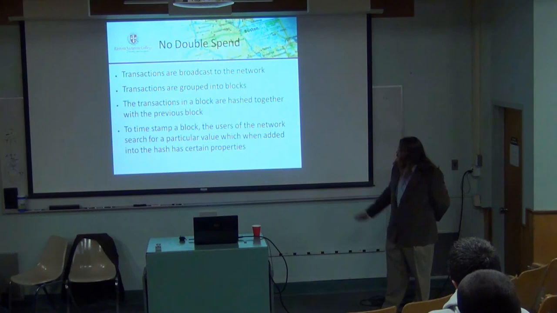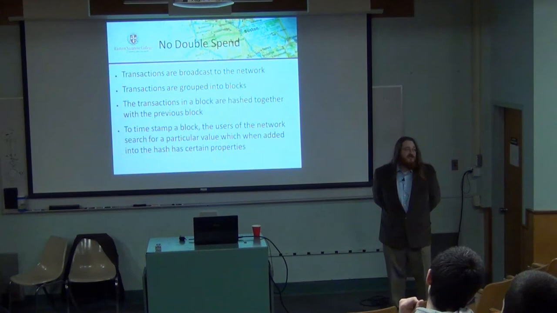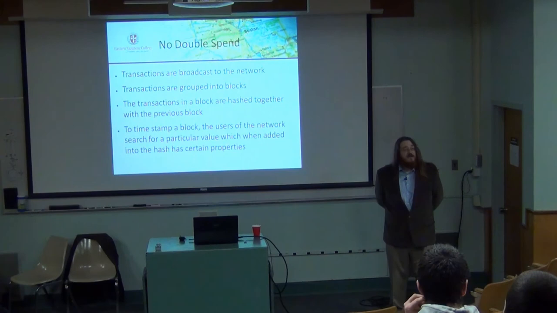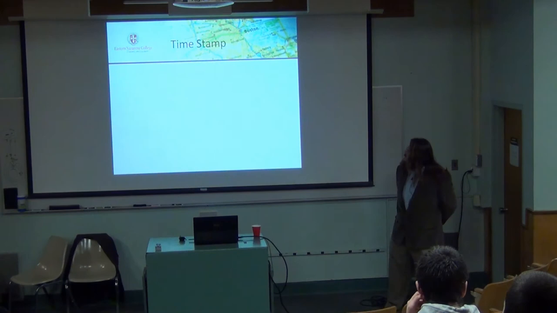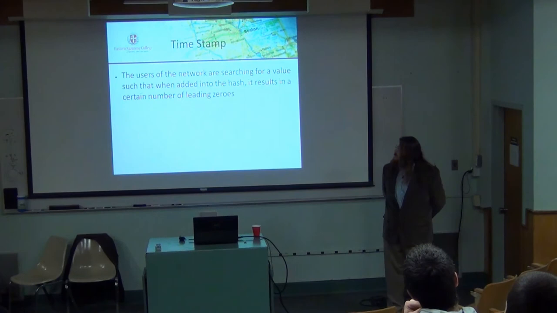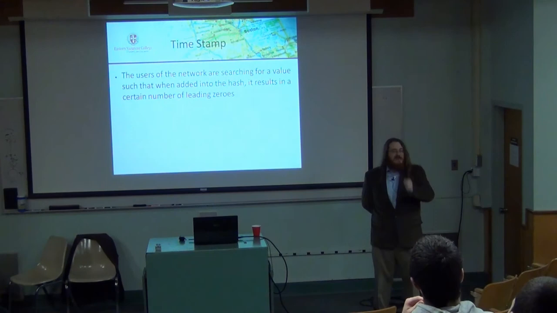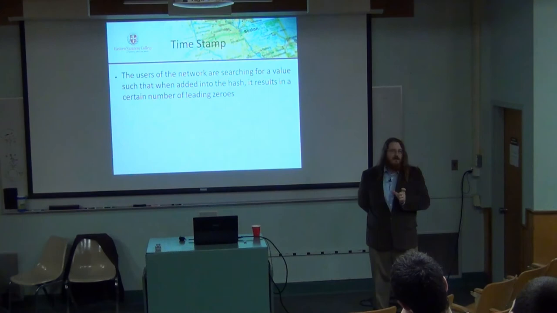But this is the big thing, this timestamp idea. This is really where things get unique. And so what we want to do is we want to add in a particular value to get an output from the hash with certain properties. And this is what is going to prevent double spending and also prevents people from forging the whole ledger. So they're searching for a value so that when you throw it into the hash, you have a certain number of zeros at the beginning. All right, so all the miners, they're called, are searching for this one value that when you throw it into the hash function with all the transactions and the previous block, it spits out a value with a particular number of leading zeros.